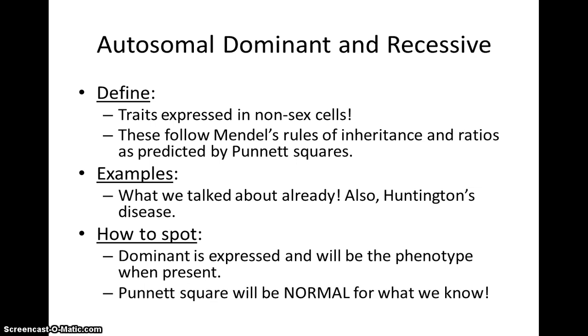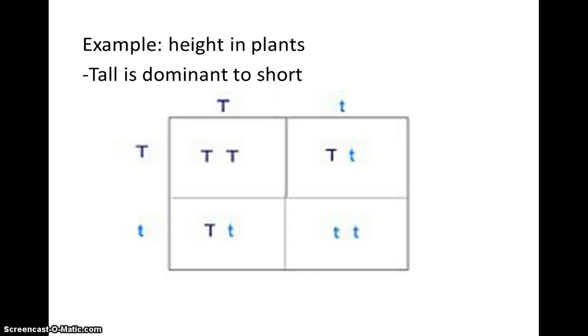So a reminder of what this looks like. The Punnett square is going to be normal. When we saw height in plants, tall is dominant to short. So if you had a big T, all of it was going to be tall. It didn't matter if you had 2 copies or 1, it was tall. So where we have the 2 phenotypes, tall or short, that is going to be autosomal dominant or autosomal recessive inheritance, and we're used to that.